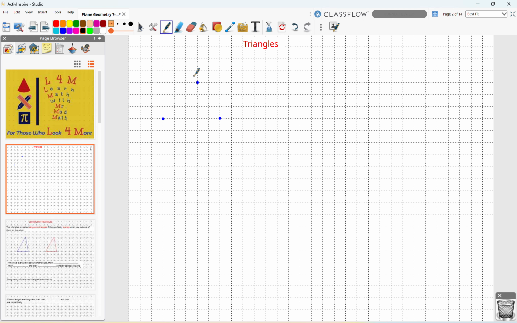Okay, let's think about 3 points in the plane which do not lie on the same line. The points A, B, C are 3 points which are not on the same line. If I join these 3 points using line segments AB, BC, and AC, the closed figure which I get here is called a triangle.